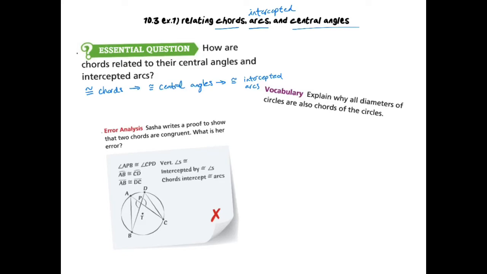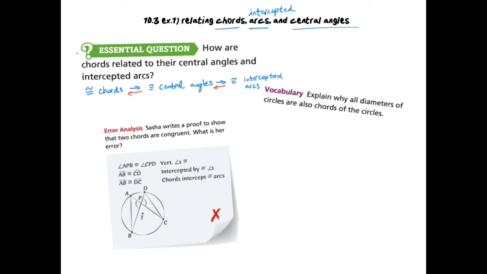And then we also learned that the converse is true. So all of these statements work backwards as well. So basically, what we're really trying to say is if one of those pieces is congruent, then all of those pieces are congruent.